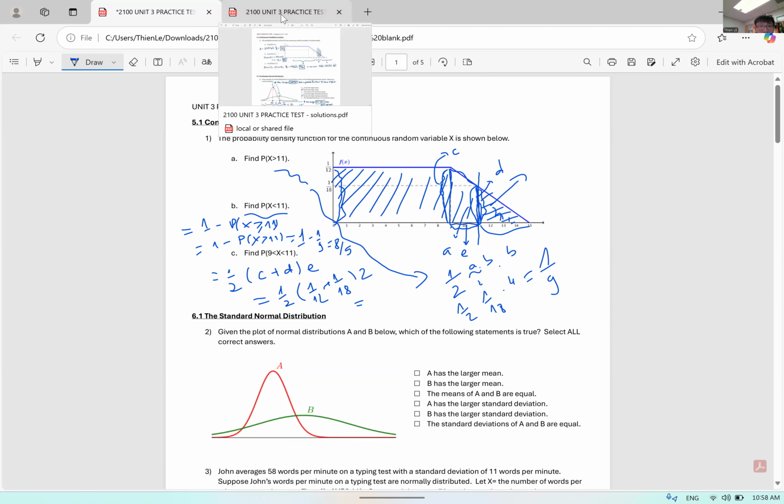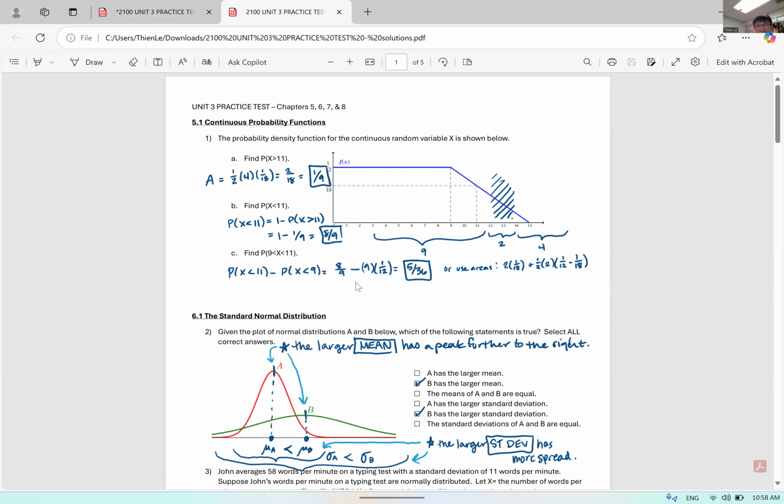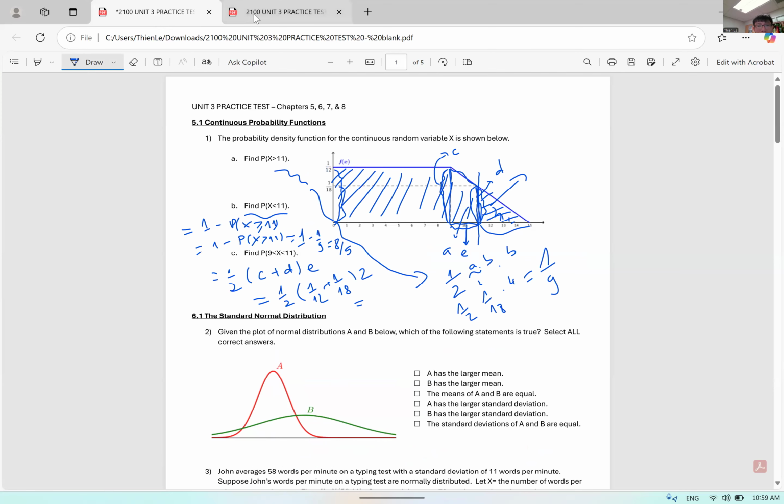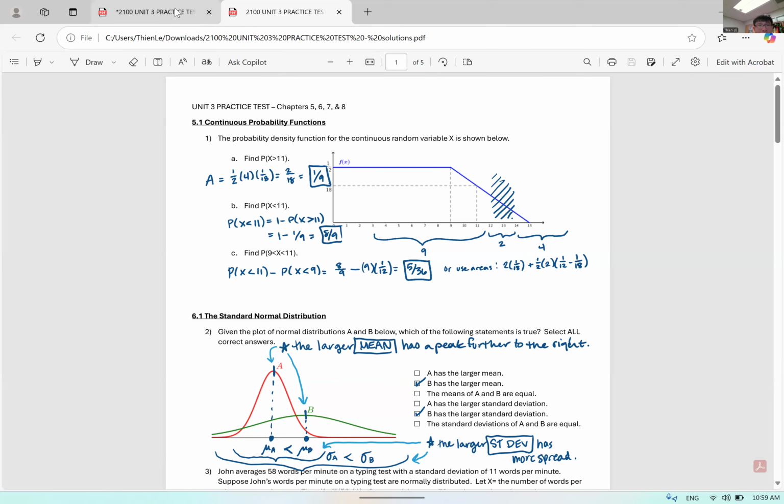Okay. So here you can see that they use another strategy by using the area less than 11 subtract the area less than 9. That worked too, right? So for less than 11 you borrow from here, and you'll find less than 9, which I think is also a smart way. The rectangle here, less than 9, will be this side times this side, just 1/12 times 9, right? That works too. But yeah, you plug in, I believe you should get the same result, which is 5/36.